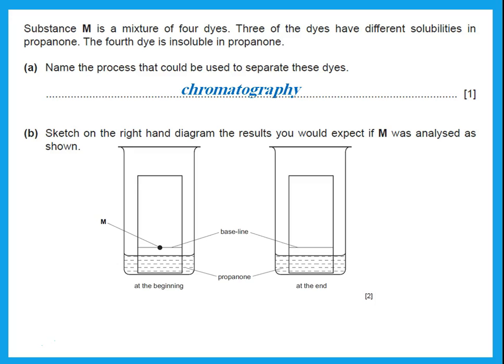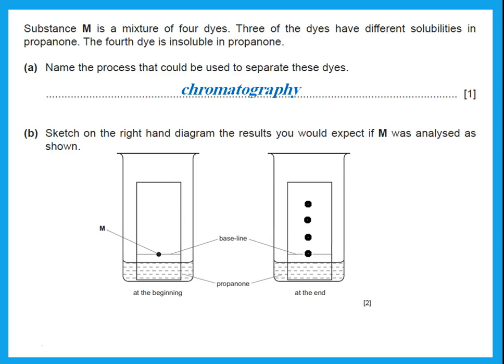Sketch on the right-hand diagram the results you would expect if M was analyzed as shown. So what does he say about M? He says it has 3 dyes that have different solubilities, and it has 1 that is insoluble. So the one that is insoluble will remain on the baseline, and the other 3 will have different solubilities, and they all have to be on the same line going up. Okay, so that's what your diagram should look like.